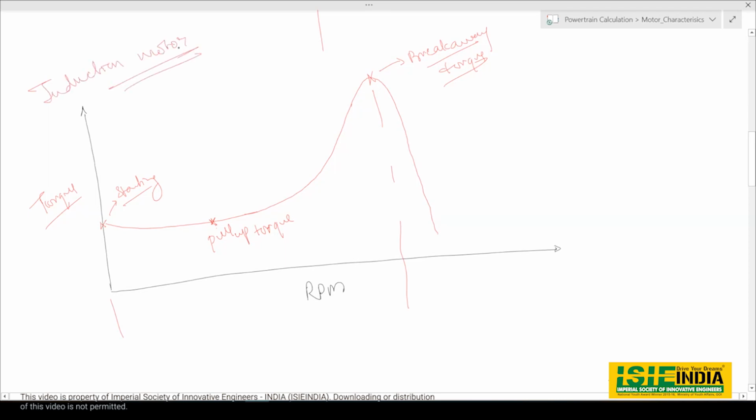An induction motor works on the principle of induction. You have a rotating magnetic field that induces current in the rotor, due to which the rotor generates its own magnetic field and starts following the stator magnetic field. So it is a self-start motor, and that is the major advantage. It doesn't matter what current or frequency you provide, it can start itself because it works on the principle of induction.